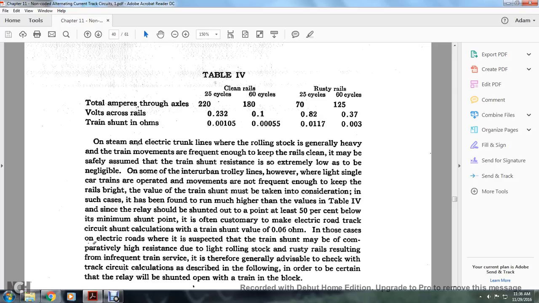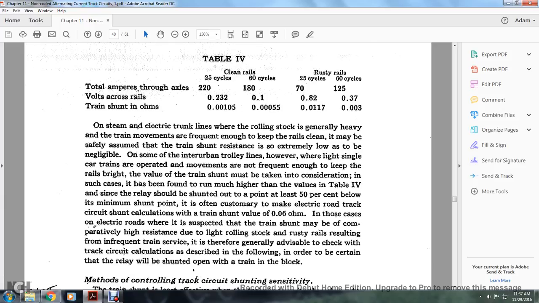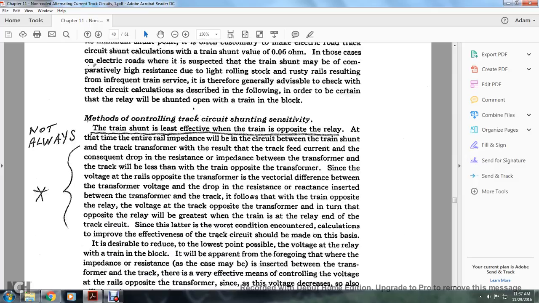It is often customary to make an electrical road track circuit shunt calculation with a train shunt value of 0.06 ohms. In this case, the electrical road train shunt may be comparatively high resistance due to the light rolling stock and rusty rails resulting from the infrequently trained surface. It is generally advisable to check with the track circuit calculation described in the following, in order to be certain the relay will be shunted upon the opening with the train blocking surface.